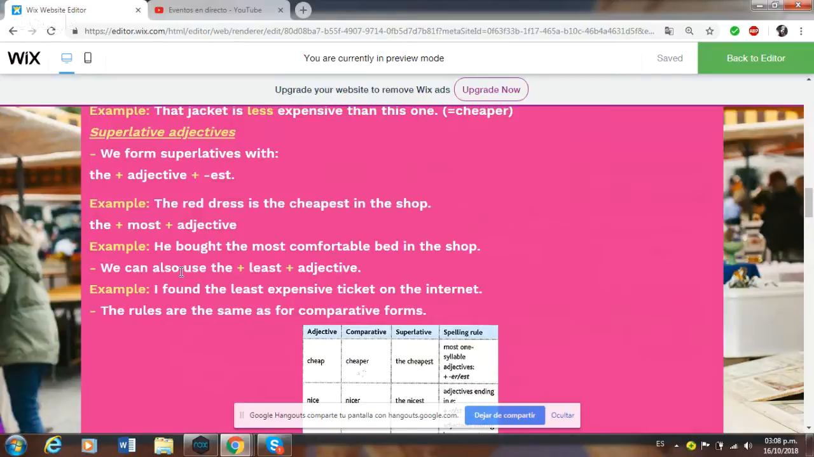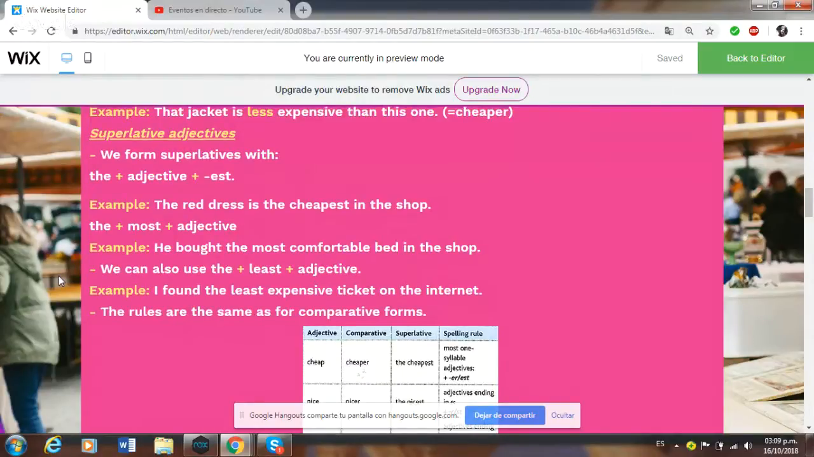And here, it's very important too. We can also use the article the plus least plus adjective, when the word has more than two syllables. For example, I found the least expensive ticket on the internet. As you can see, expensive, the adjective, has more than two syllables. Then we add least before the word.